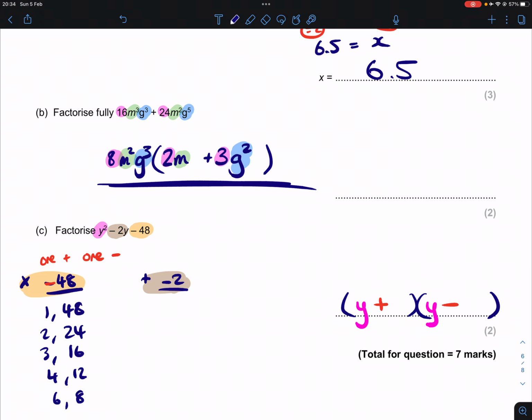Of those, if we have one with a plus, one with a minus, how do we get minus 2? Well, we'll be looking for 6 minus 8. So that is a positive 6, that is a minus 8, and then all we need to do is put the 6 with the plus here and the 8 with the minus there. Done.